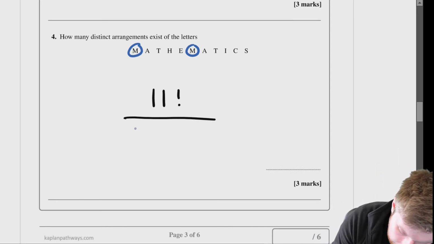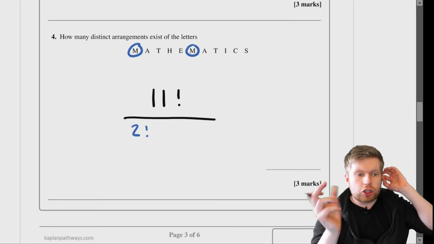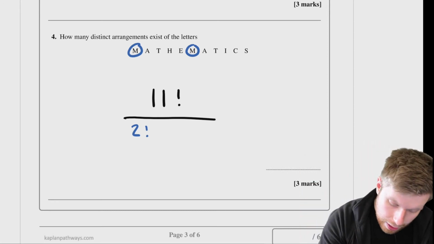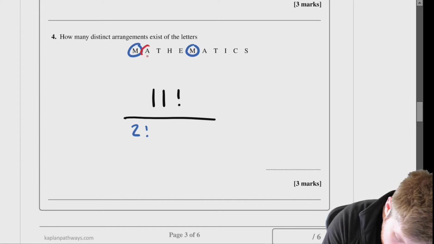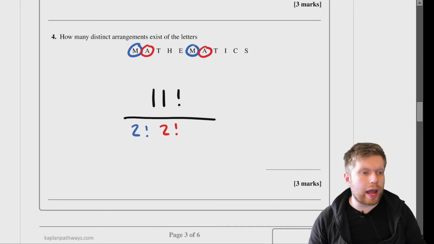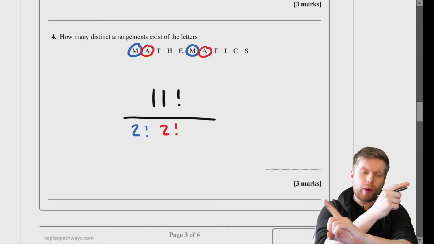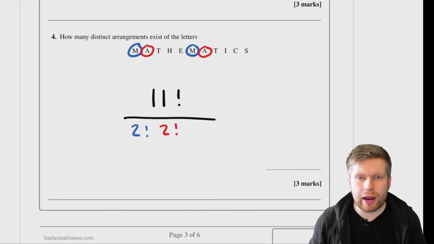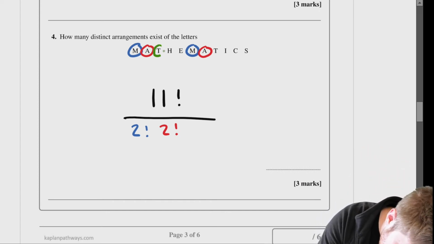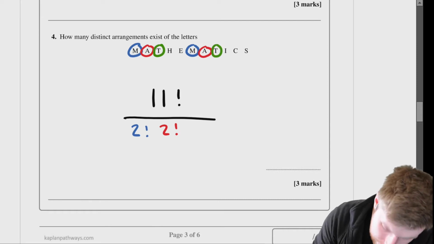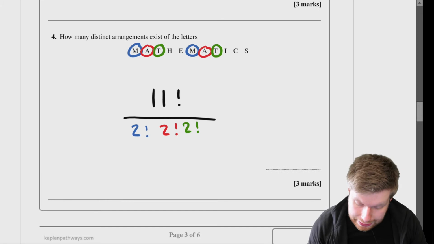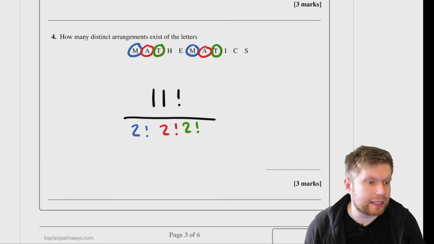So therefore, I need to divide by the number of ways of arranging those two M's. Because if I swap them over, you wouldn't notice any distinction, okay? But I notice as well that I've also got a couple of A's, right? So I need to divide by the 2 factorial ways of arranging those two A's around. Because again, if I flip those two A's around, you're not going to notice the difference. Now I've also got a couple of T's here. So I've got a T here and a T here. So I need to divide by another 2 factorial to account for those 2 factorial ways of arranging the T's. And then all of the other letters are distinct.